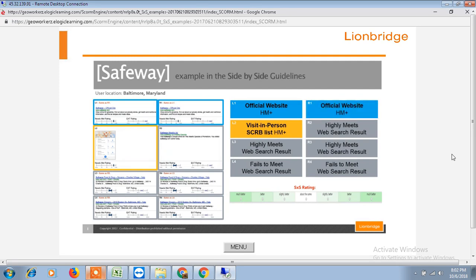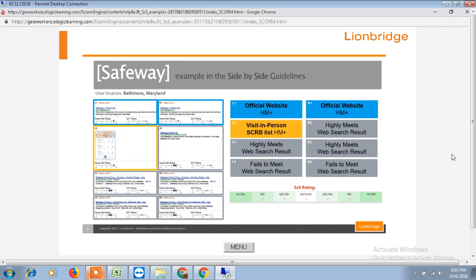The left side satisfies the website intent and visit in person intent in the top 2 results. The other results on the left are general web results. The right side satisfies website intent only. The other results on the right are general web results. The visit in person intent is not satisfied on the right at all. Obviously, a user issuing this query would find the left side to be more helpful.